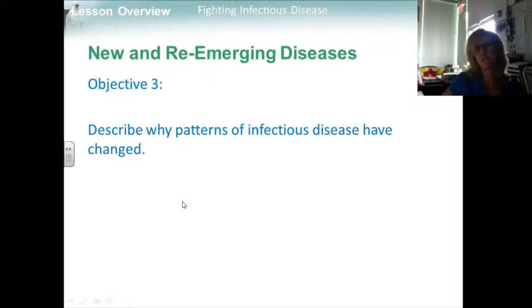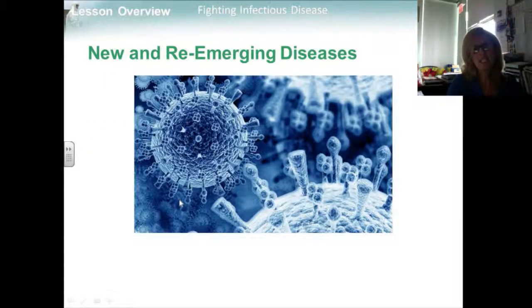Objective 3 is describe why patterns of infectious diseases have changed. By 1980, many people thought that medicine had conquered infectious diseases. Vaccination and other public health measures had wiped out polio in the United States and had eliminated smallpox globally. Antibiotics seemed to have bacterial diseases under control. Some exotic diseases remain in the tropics, but researchers were confident that epidemics would soon be history.